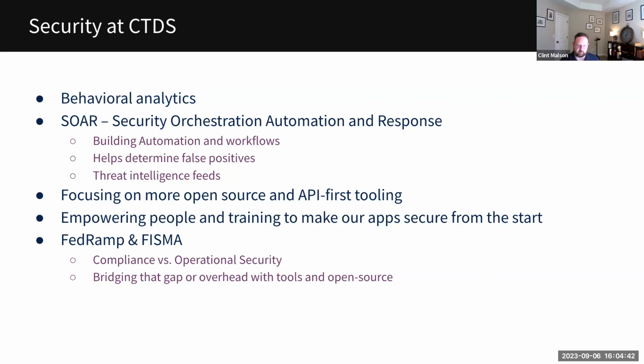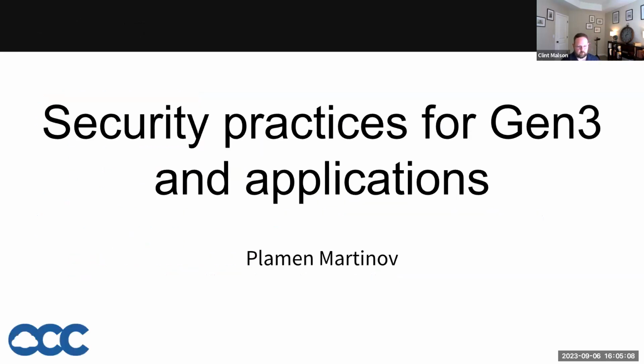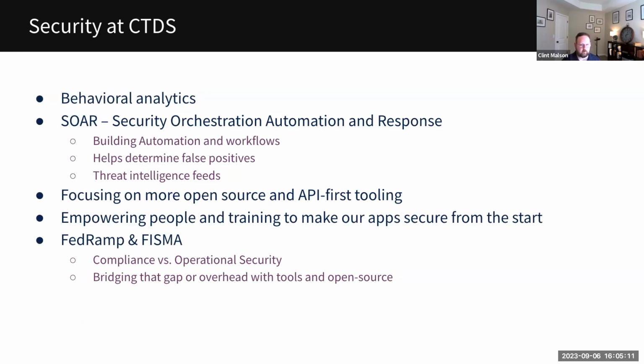FedRAMP moderate and FISMA moderate, always balancing compliance versus operational security. It's a balancing act, but bridging that gap with open source tools, with API first, and things like the SOAR and behavioral analytics helps make more informed decisions. And so all of those combined, I think, will allow you to have quite a secure Gen 3 as you deploy. And I hope those are items you've thought about as you do.